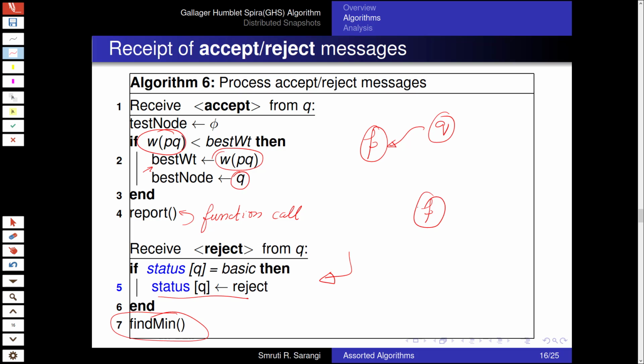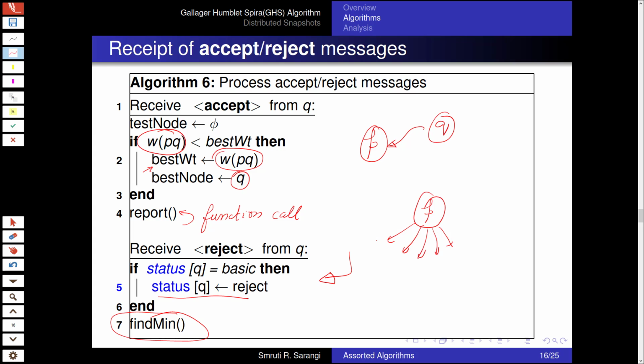The idea is that, look, my state is find. So my job is to find neighbors. I start contacting my neighbors in an ascending order. I look at only the basic edges, not branch or reject edges. And in an ascending order of weight, I start contacting them.